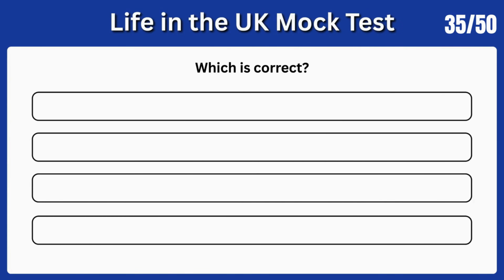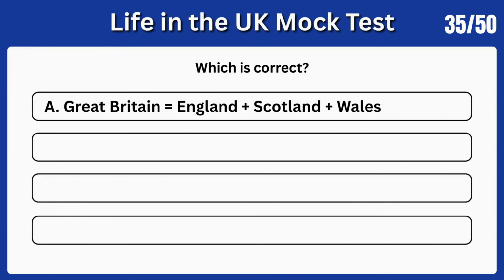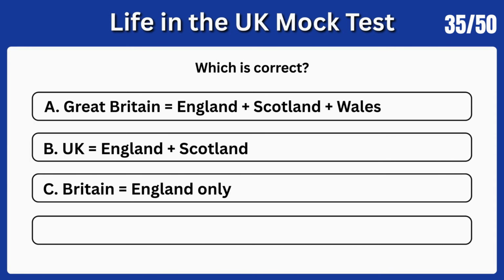Question 35. Which is correct? A. Great Britain equals England plus Scotland plus Wales. B. UK equals England plus Scotland. C. Britain equals England only. D. UK excludes Northern Ireland.